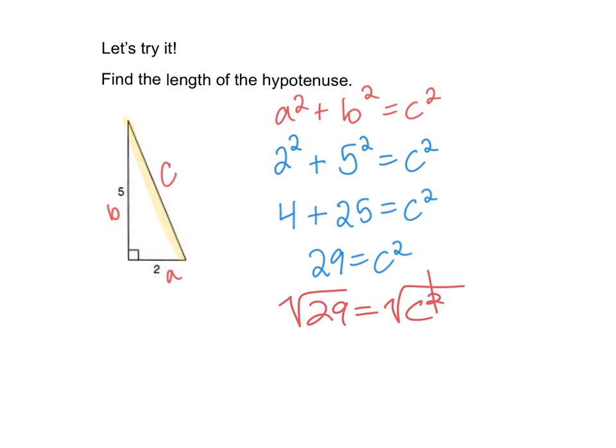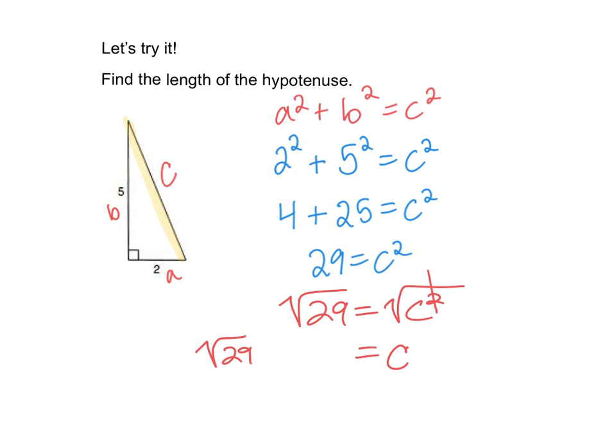Just like when we're solving, if it says divided by 4, to undo that division, we multiply. If I want to undo that exponent to the power of 2, I'm going to take the square root of it. And so all I'm left with on the right side is just the letter C, which is what I want. And then the square root of 29 is actually a possible answer for this problem. So the square root of 29 is what we call an exact answer.